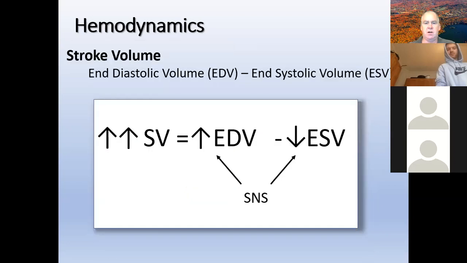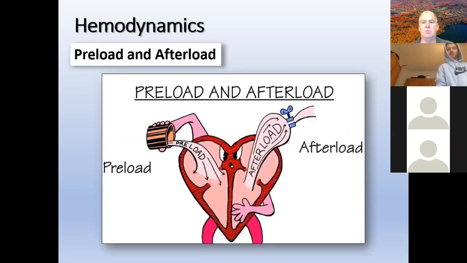So let me just back up. That's a really important aspect of cardiac output, your sympathetic nervous system. A couple other factors that weigh into this are preload and afterload. We've kind of talked about preload already, but preload is the amount of stretch on the muscle before it starts to contract.